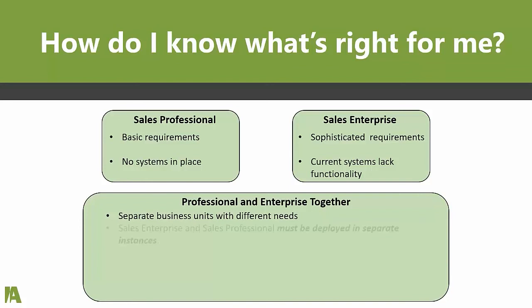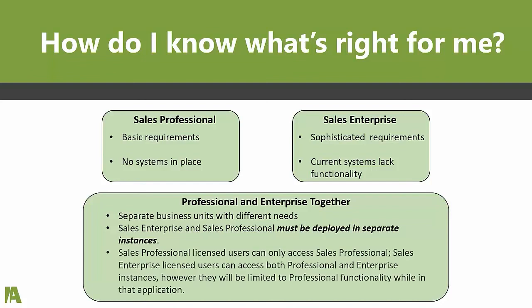Now there are some caveats to that I want to make sure I point out. With the Enterprise and Professional applications, to actually deploy them both, they must be in separate instances, and that's pulled directly from Microsoft's licensing guide. So they would actually be separate systems, separate databases, completely separate applications. However, they can be in the same Office 365 tenant, no problem at all. As far as who can access what, Sales Professional users would only be able to get into Sales Professional. Sales Enterprise users could get into both.